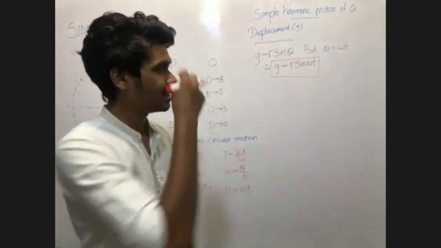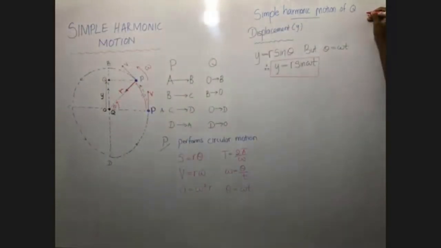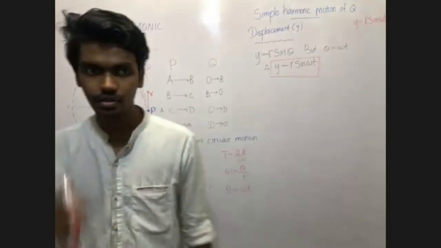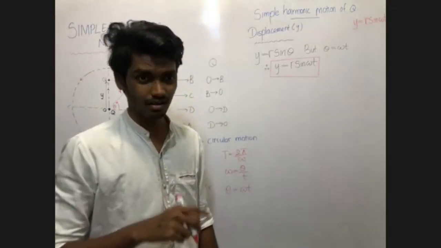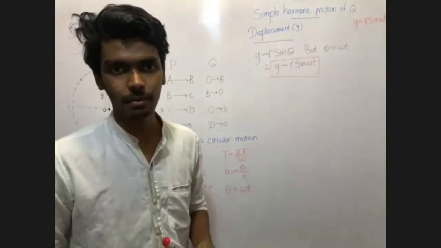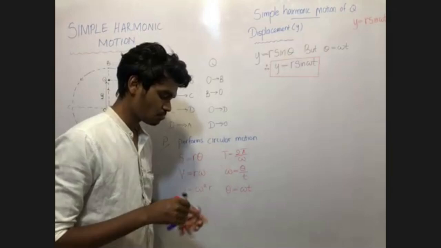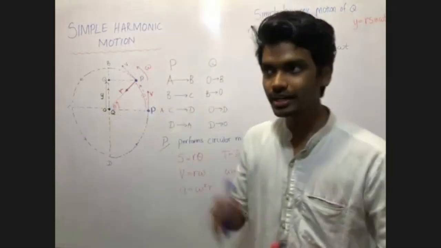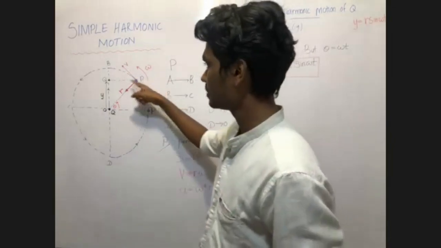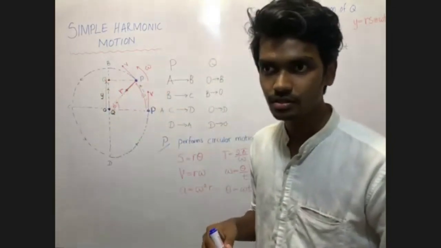So now I will make use of this space to write down all the equations that we gathered. Y is equal to r sine omega t. Now we have got one equation that is for what? Of simple harmonic motion, that is for displacement of the simple harmonic motion. Now I'm going to get another equation for the velocity of the simple harmonic motion.